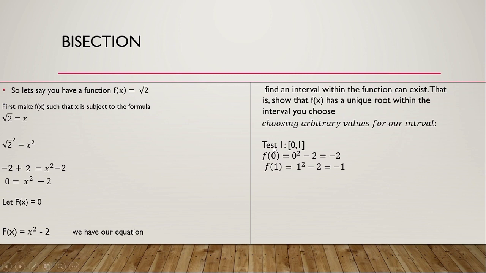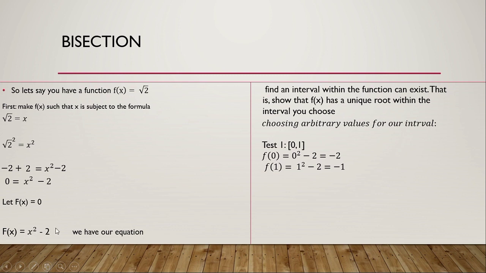So let's just say our test run is 0 and 1, something simple. Then we plug in 0 in f of x, and f of 0 is going to be negative 2, f of 1 is going to be negative 1. Notice that as we increase our number to the positive infinity side, the value of f of x also goes positive. This is due to the property of the square root of the function here.